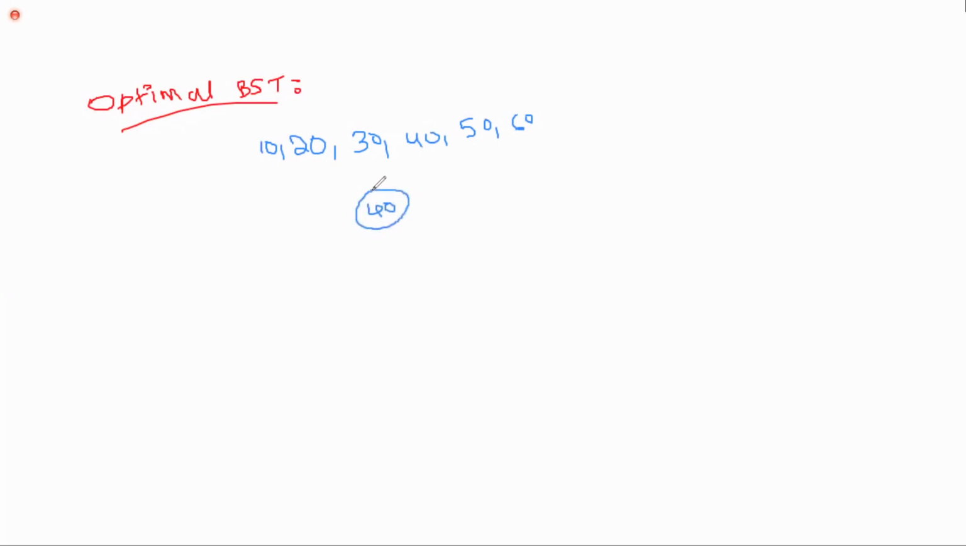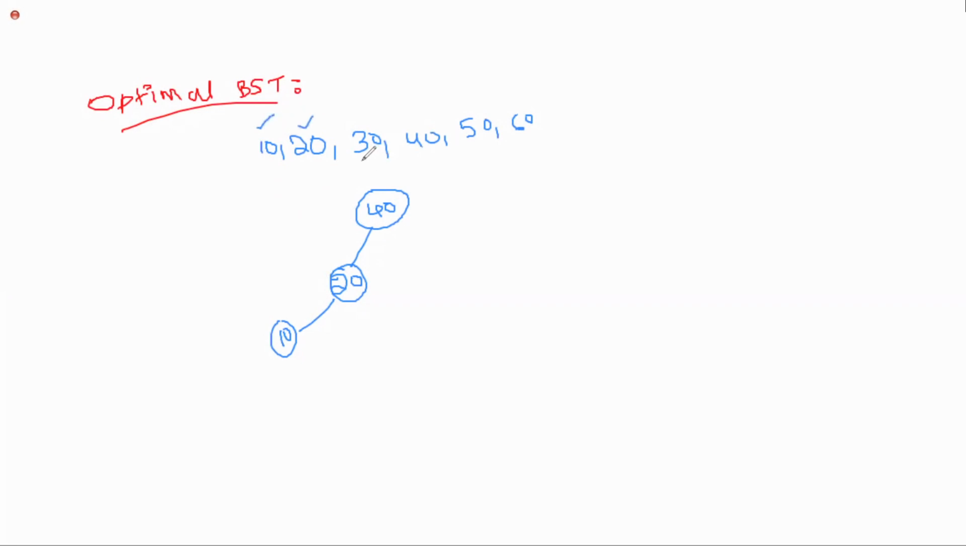Where will you insert 10? See, here I'm writing 20. 10 is the left hand side of 20, because 40 is the root node. Next, 10 is less than 40, so I'll come to left hand side. 10 is also less than 20, so I'll come to left hand side. So I'll insert 10 here. 10, 20 both have completed.